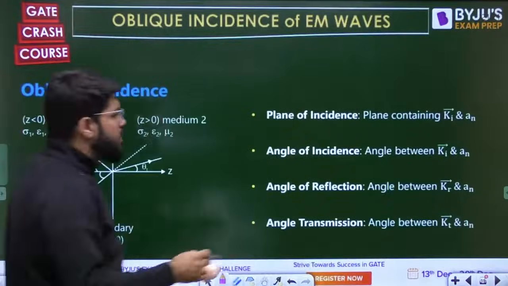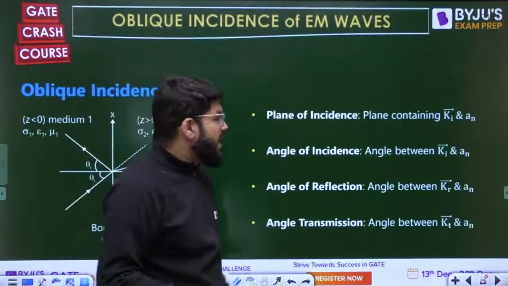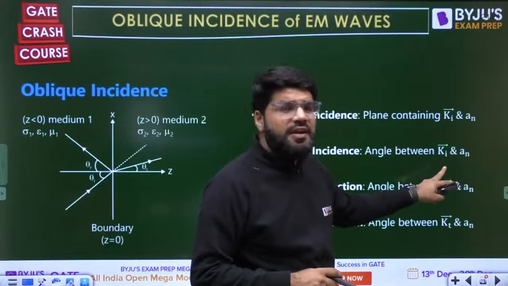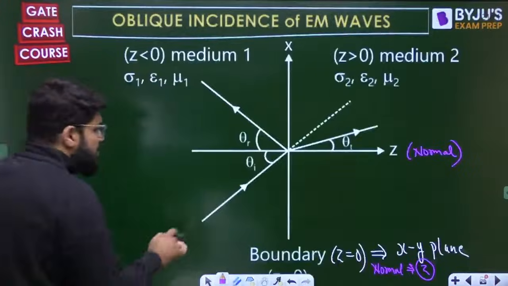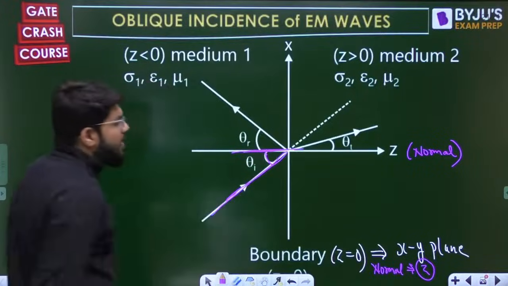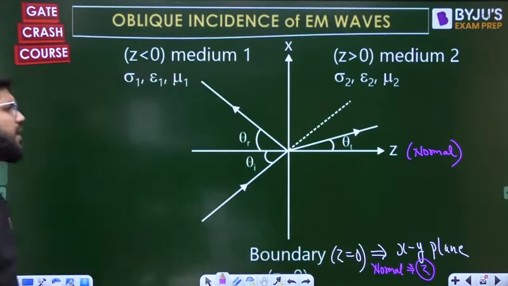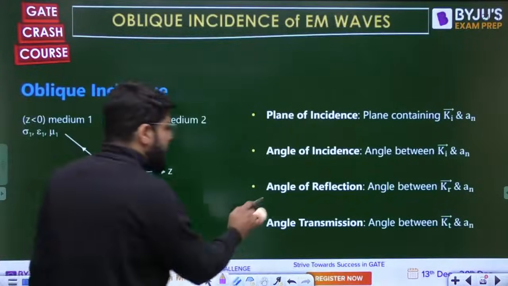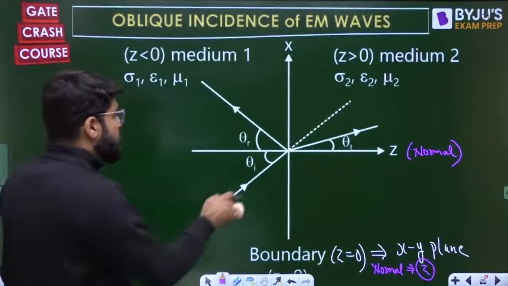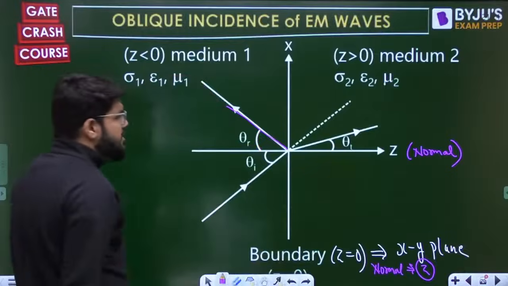Now everybody, please look at the angle of incidence. Plane of incidence we will construct in the question, don't worry. Angle of incidence: it is the angle between the propagation vector of the incident wave, Ki, and the normal to the boundary. What angle does the propagation vector of the incident wave make with respect to the normal? This is the normal line. That angle is known as the angle of incidence. Then, angle of reflection: the angle that the reflected wave makes with the normal to the boundary.